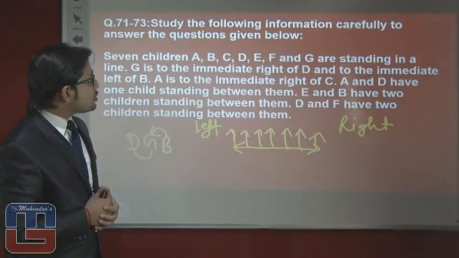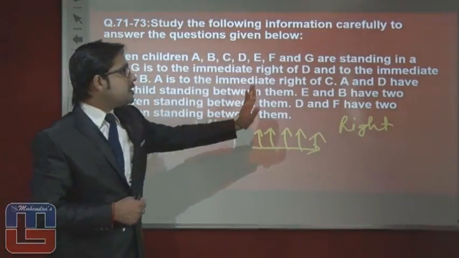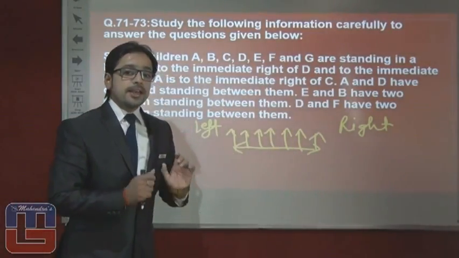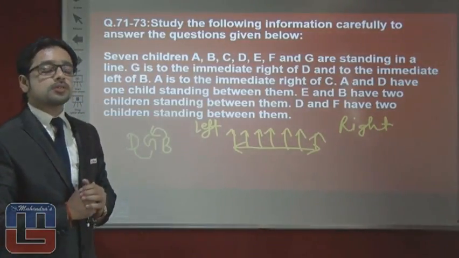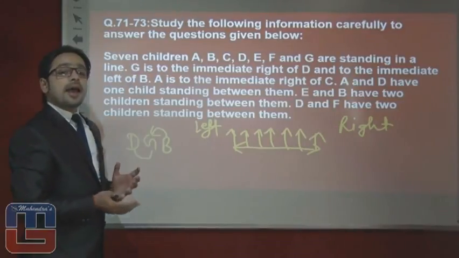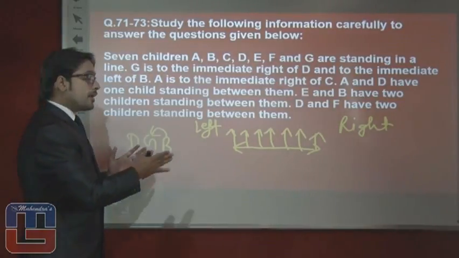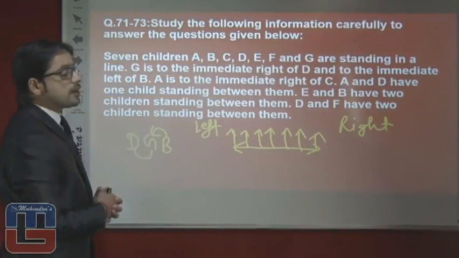So let's proceed towards the next statement. The next statement is saying A is immediate right of C. Still we cannot find the exact position of A and of C. So again we have to store this statement. Actually, you cannot relate it with this statement, nor with the other statement, A and C.